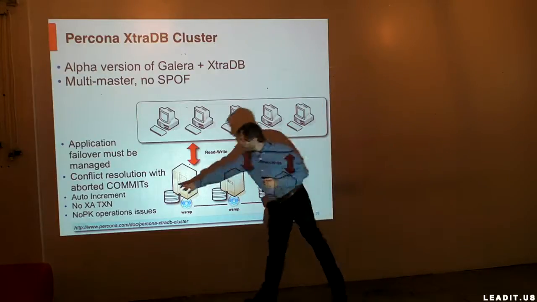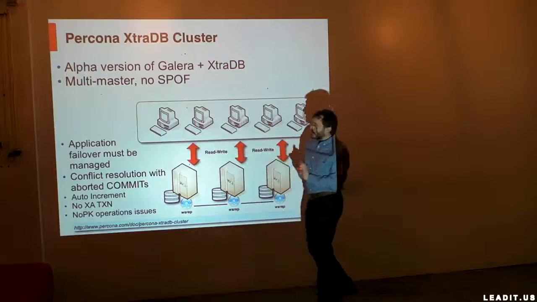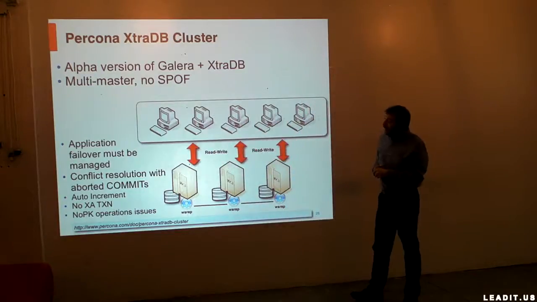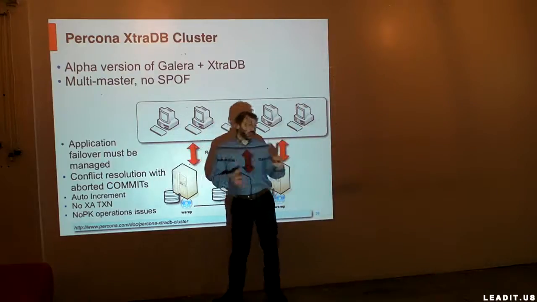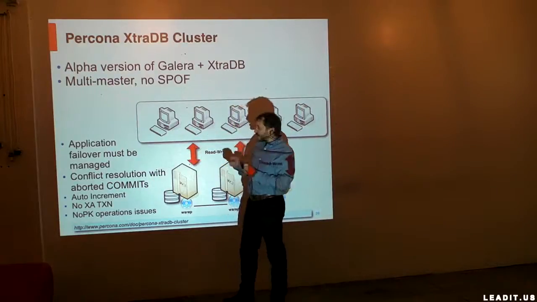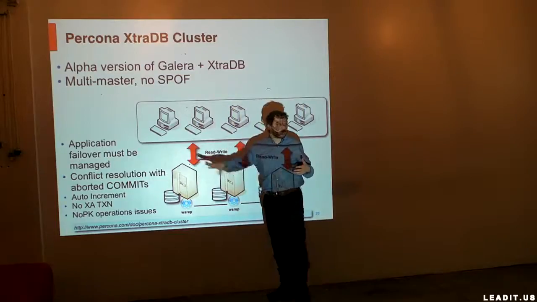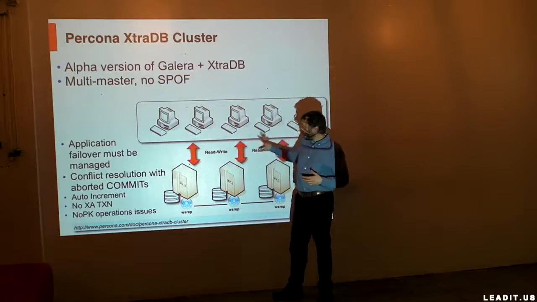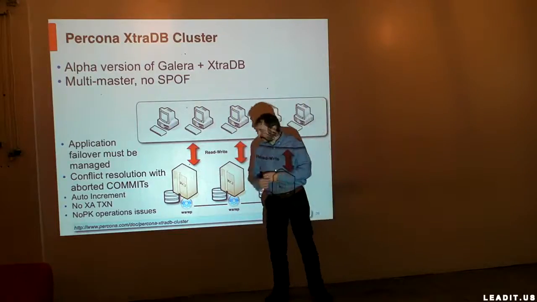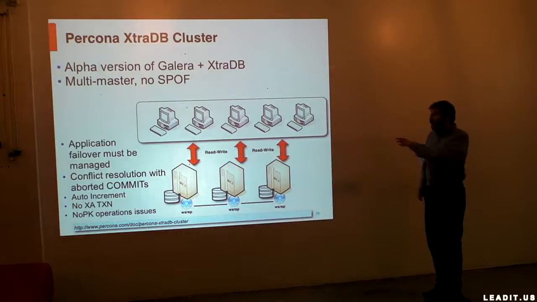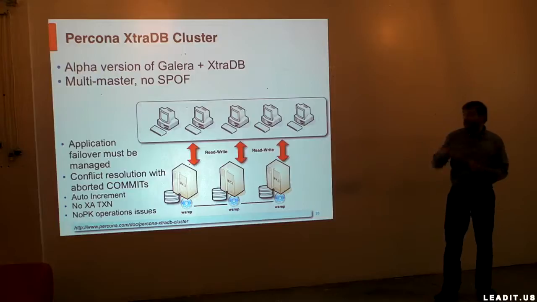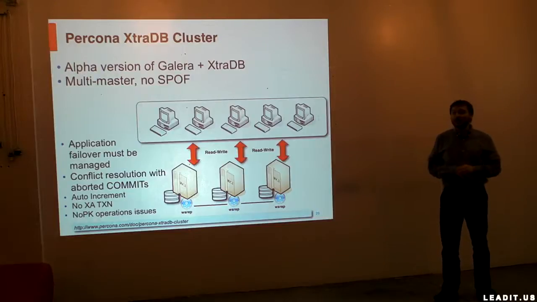Some of the aspects, as I said, are the fact that you have aborted commits, and there are other aspects to consider, like the auto increments must be used in a specific way, so you cannot mix up auto increments on multiple servers, and there are other issues with XtraDB transactions, etc. Some of these things can be fixed, so they will probably be fixed in the next releases.